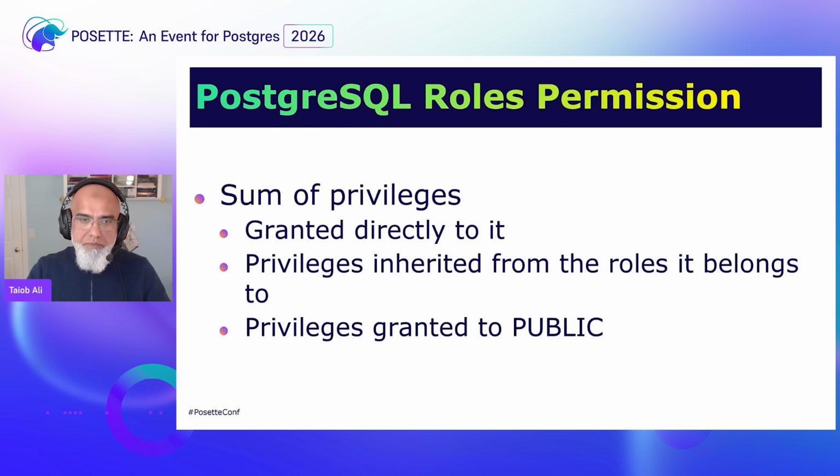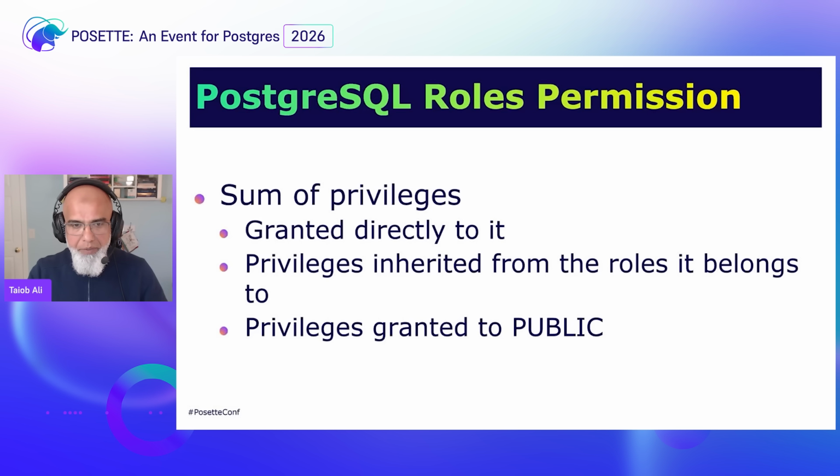So in every role, if it's not a user, what kind of permission does it have? It will get some permissions by default from the public. And in version 15, there was a major change. Before that, any role could create objects in the public schema. Now it cannot do that anymore after version 15.